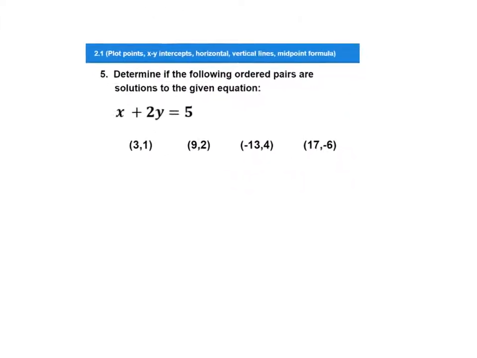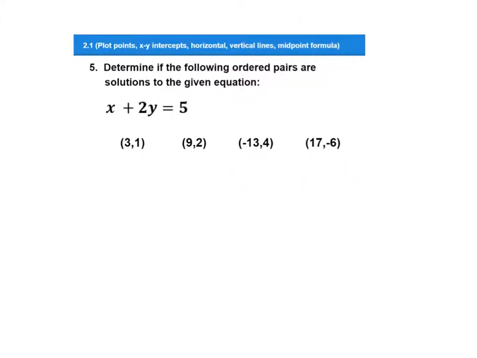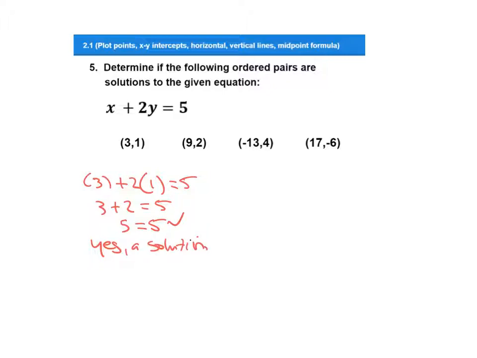So we'll look at a few more here. So let's check (3, 1). I'm just going to substitute 3 for x, plus 2 times 1 equals 5. And so 3 plus 2 equals 5. So 5 equals 5. That's a check. Yes, a solution. That just means (3, 1) would be found when you graph that line. It would be an ordered pair on the line.